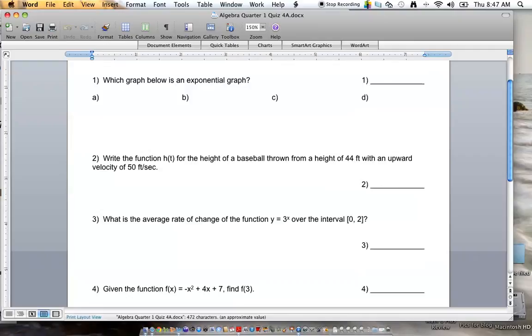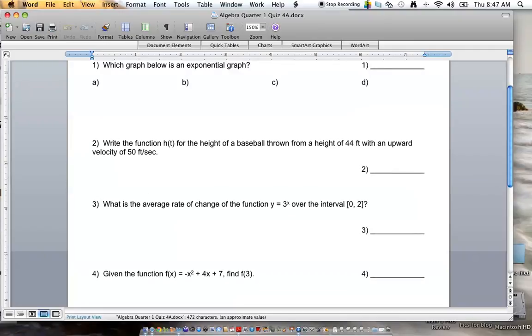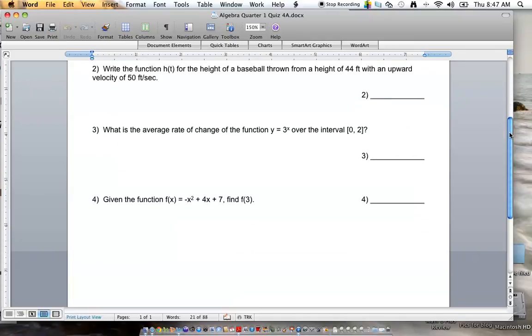Okay, good. Now, as far as which one is the exponential graph, I drew 4 of them on your paper. The correct answer is choice D. The reason you know that choice D is an exponential graph, in fact, I can scroll this up a little bit, is because exponential graphs typically look like that. Okay? So you were expected to be able to recognize which was which. The first choice on your quiz, what kind of graph is that?